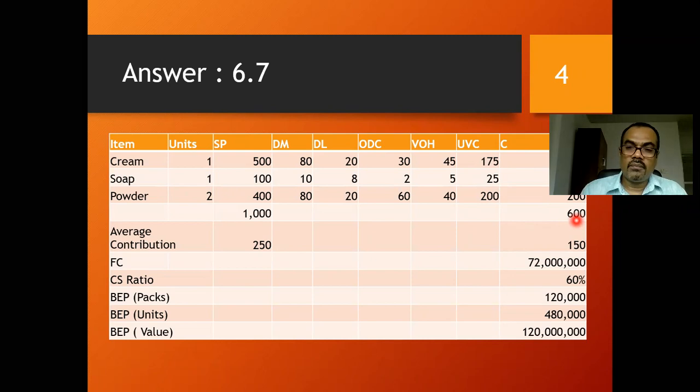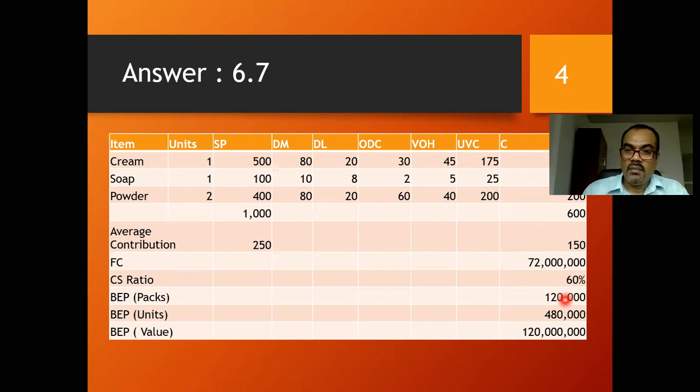But simply to calculate the total, if you use the combined contribution and divide the total fixed cost, so this is the amount to be recovered, that is 72 million. 72 million divided by this will give you this much, 120,000. So that is the number of bundles. Most of you had got that answer.